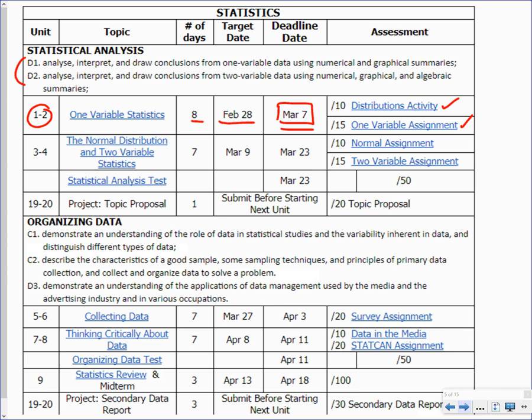Okay? Then next you're going to move on to unit 3-4, normal distribution and two variable statistics. These 4 units together, there's going to be one test, the statistical analysis test that you write that's going to cover those 4 units. So even if you haven't handed in all the assignments, by the time you get to March 23rd, you're going to want to write that statistical analysis test. Okay? And then along the way, there are these parts of your project that you're going to complete, and you should complete this in stages.